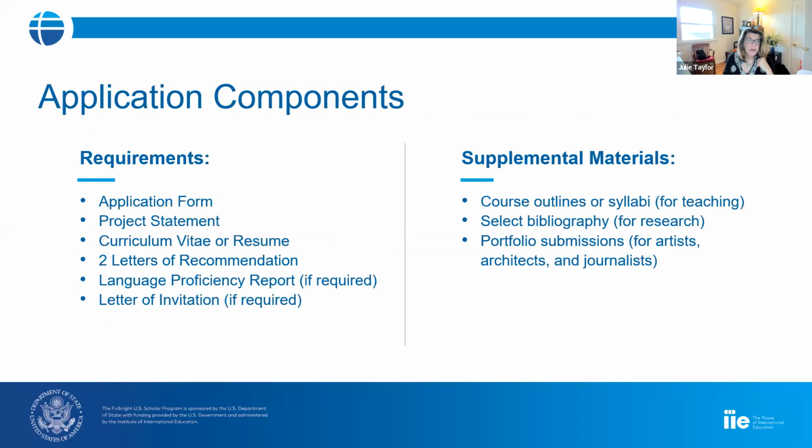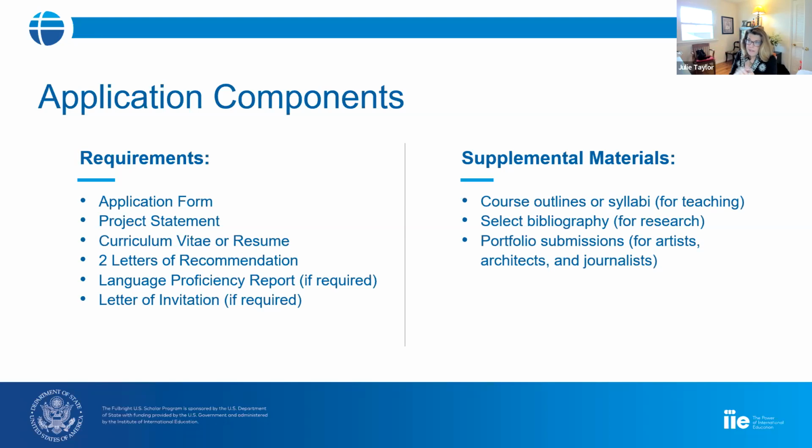So the application components: there's an application form, a project statement, CV, 2 letters of recommendation, and a language proficiency report if required. But on most of these awards, English is sufficient, but you need to look. And then a letter of invitation if required. Now, on some of them, it says that a letter of recommendation is recommended. Now, you're not going to be disqualified if you don't have it, but remember that the committee is looking at the viability of the project.